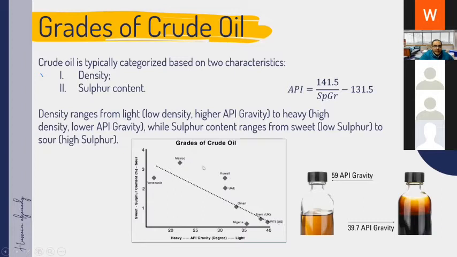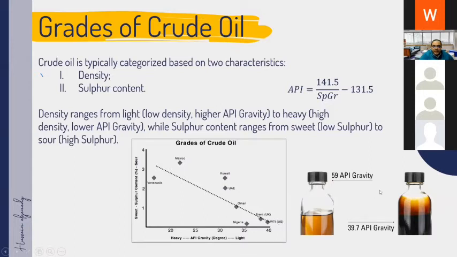The grades here, like the Mexican oil, the Kuwaiti oil, the UAE, the Brent and the Texas oil, all depend on the gravity and sulfur content. We can see here that the Brent and the Texas oil are the most valuable crude oils. That's why the price is higher, because they are light in API gravity. Their density is light and the sulfur content is low, which means they are sweet crude oils, not sour.